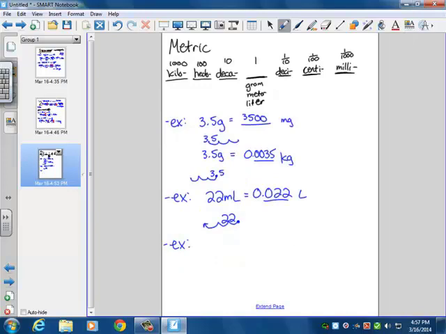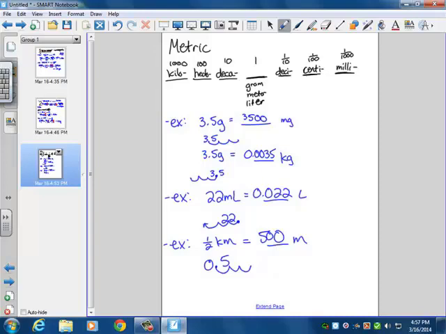Or how about half a kilometer? How many meters would that be? So let me rewrite this as 0.5 so it's in decimal form. So going from kilometer to meter, I have to go 1, 2, 3 to the right. So that'd be 500. Okay, so hopefully you get the picture.